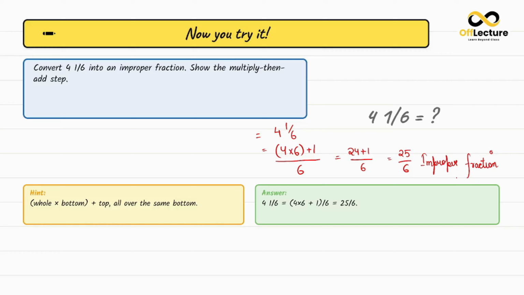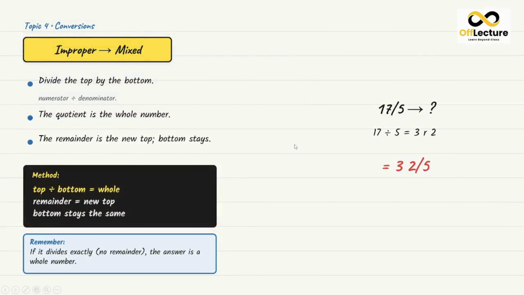Improper fraction. Okay. Now let's move to the second topic of this conversion, which is converting an improper fraction into a mixed fraction. To make an improper fraction into a mixed number, we have to divide the top by the bottom. We have to divide the numerator by the denominator.